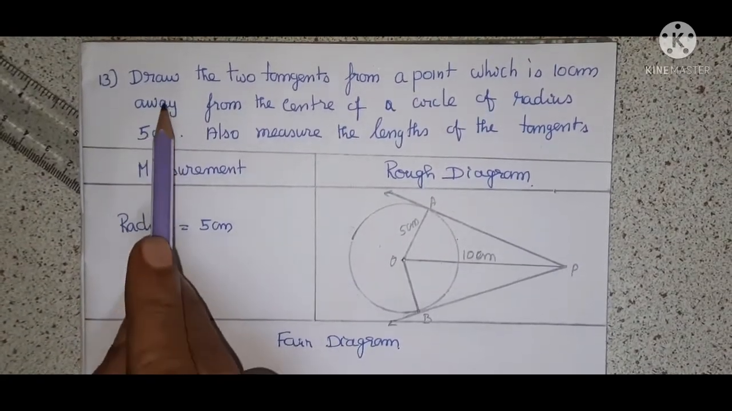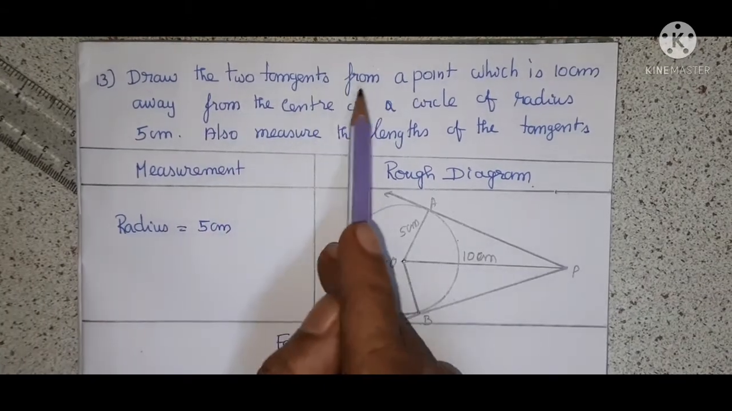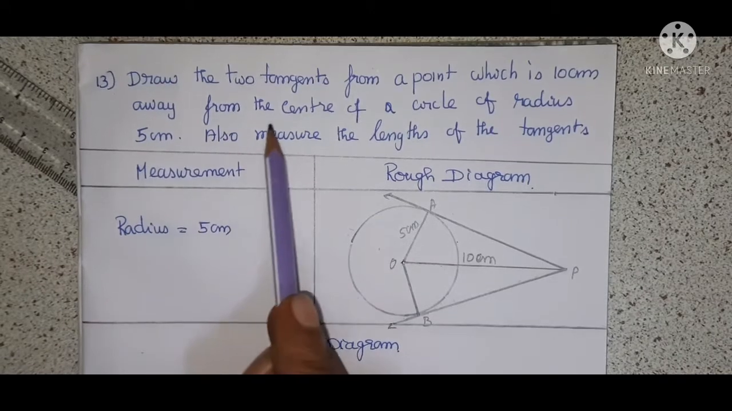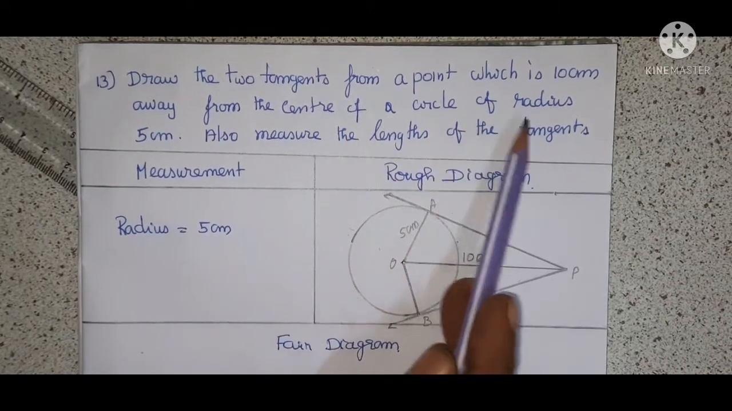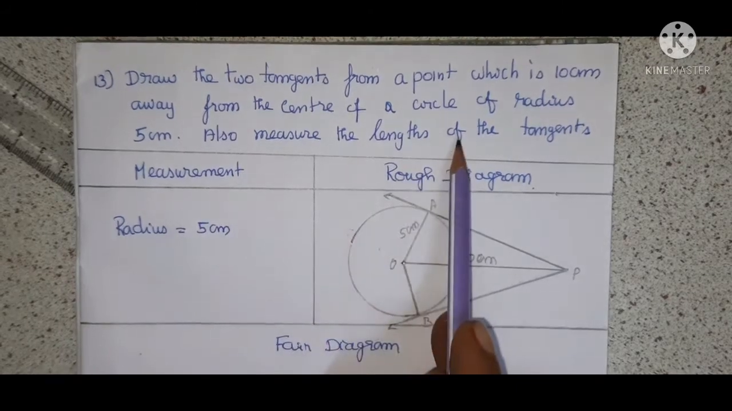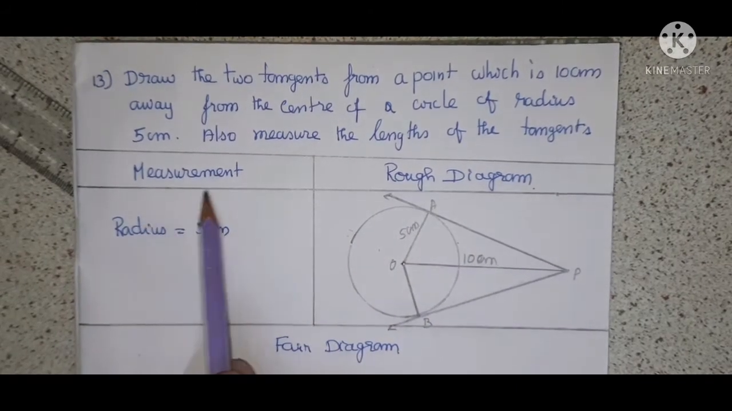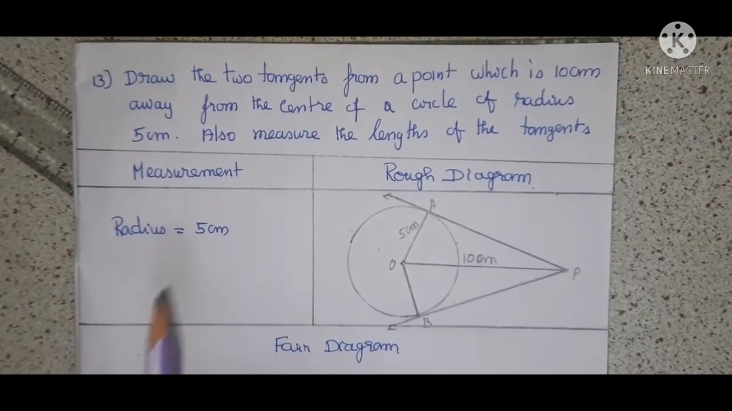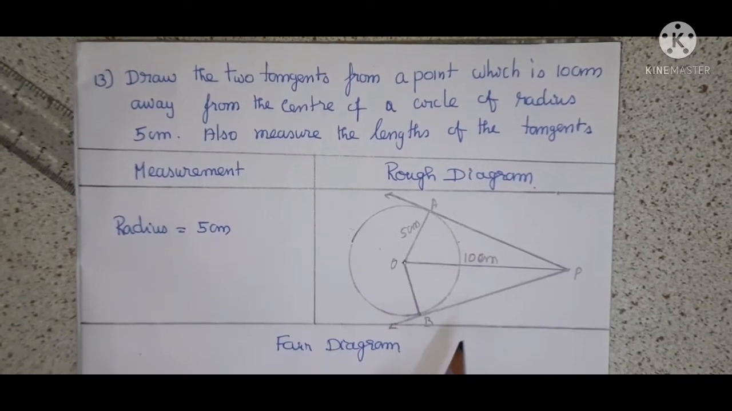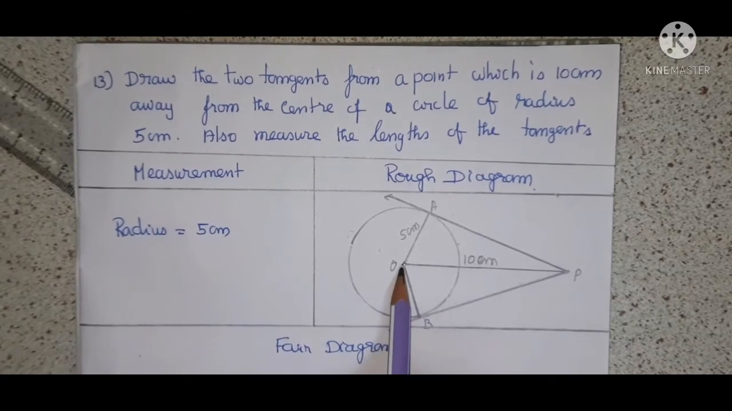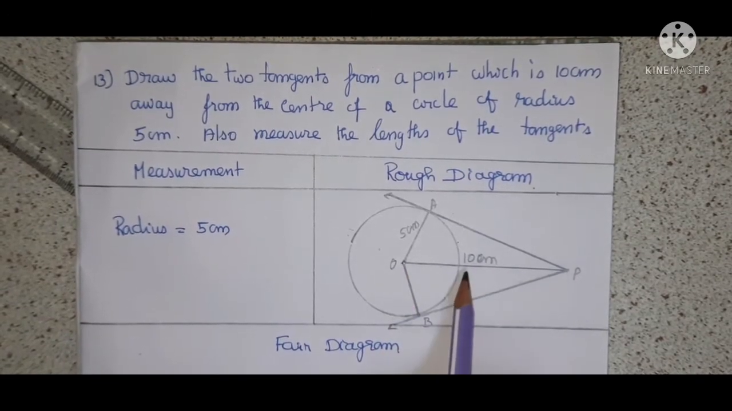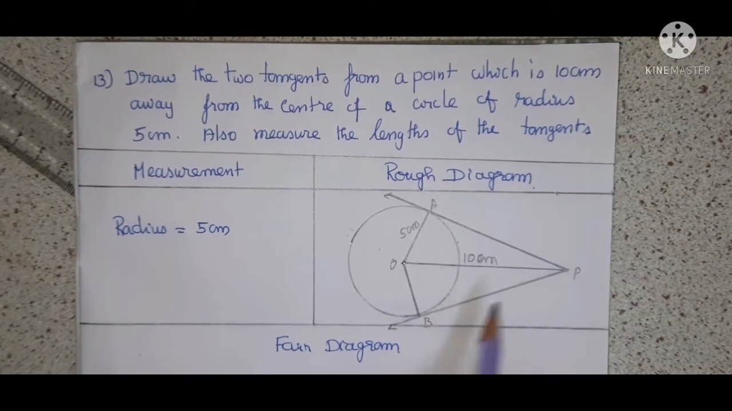The next sum: draw the two tangents from a point which is 10 cm away from the center of a circle of radius 5 cm. Also measure the length of the tangents. Measurement: radius is given 5 cm. Rough diagram: a circle is drawn 5 cm. From the center of the circle, draw a line of length 10 cm.